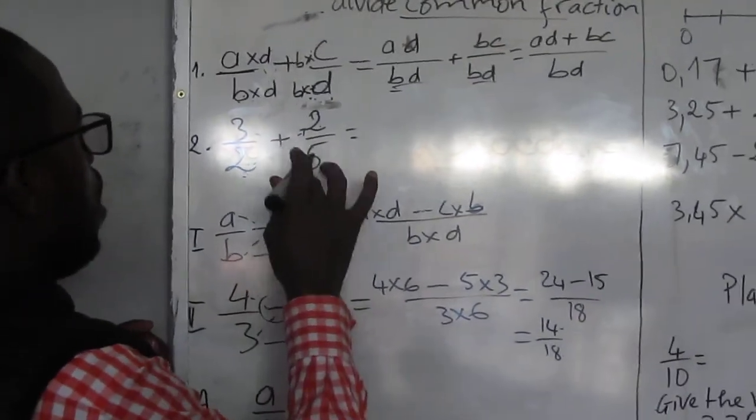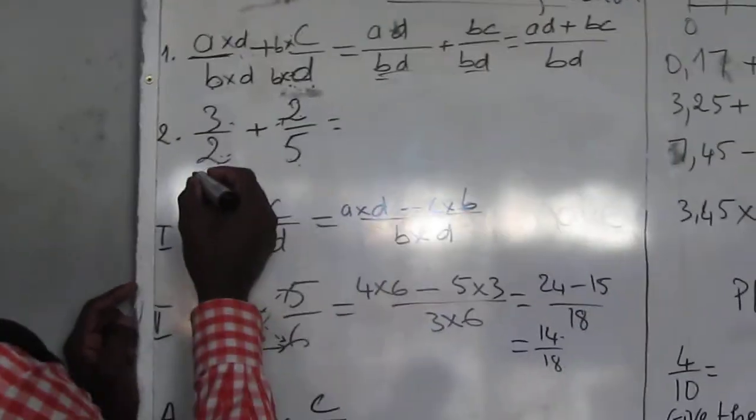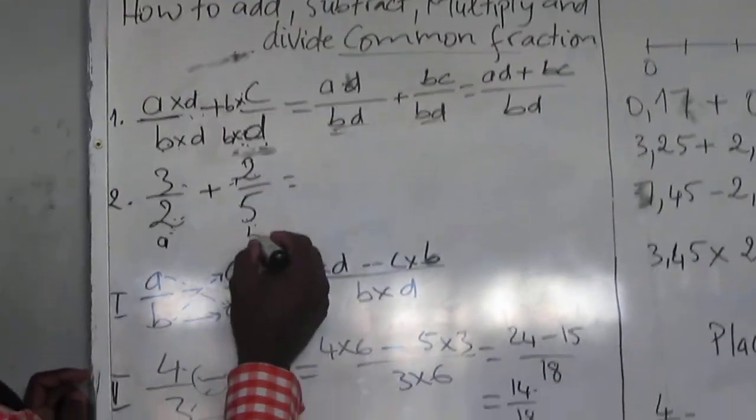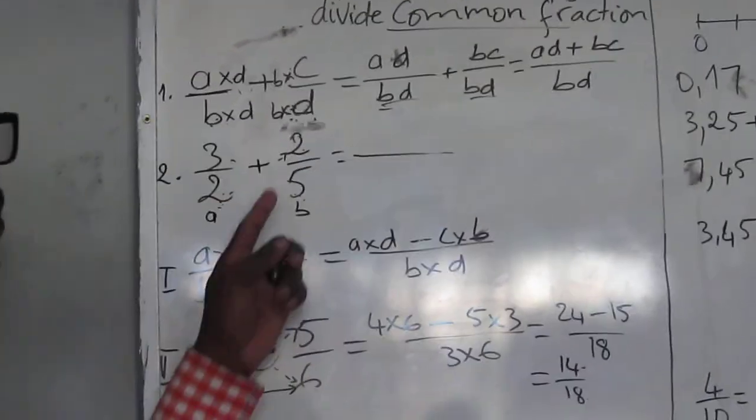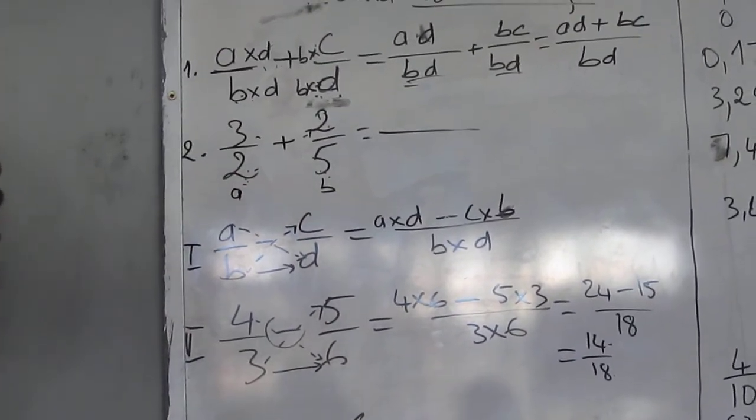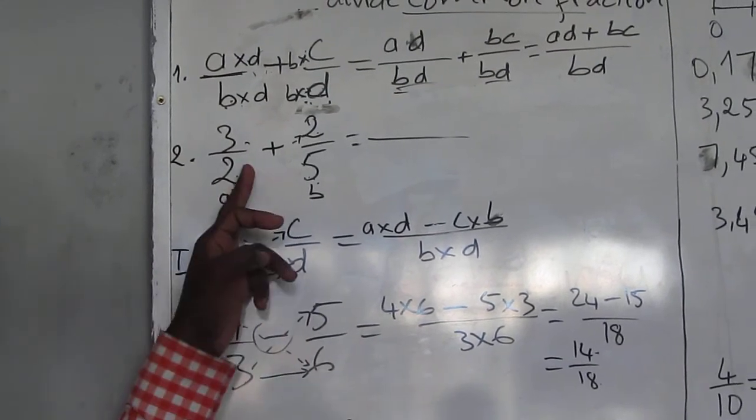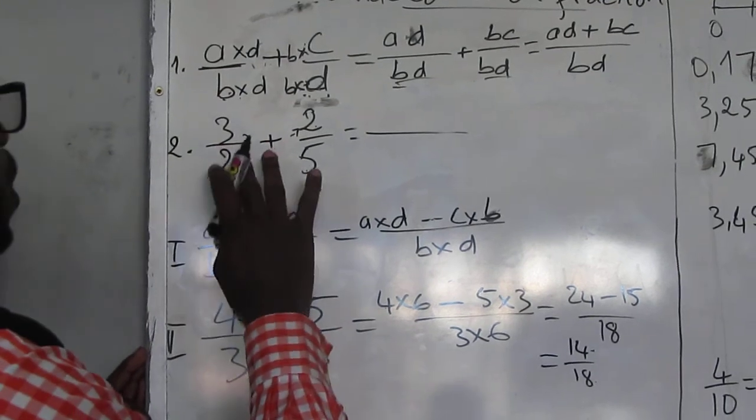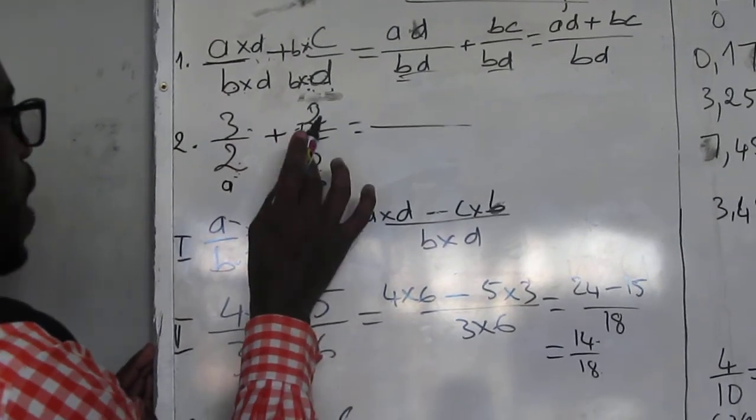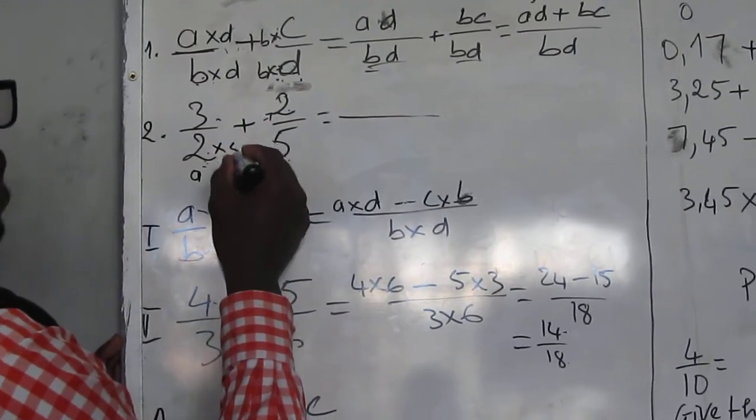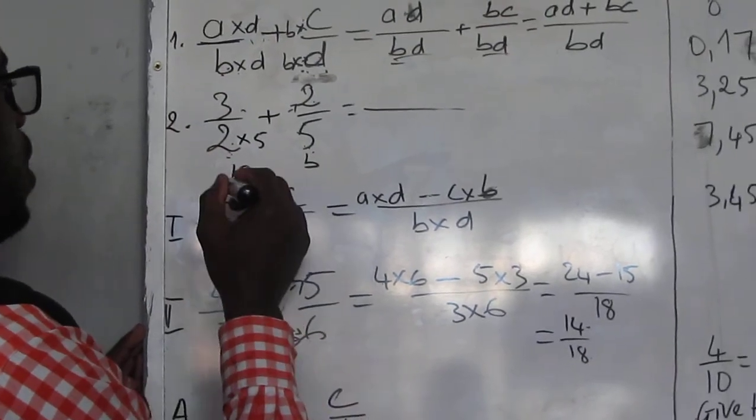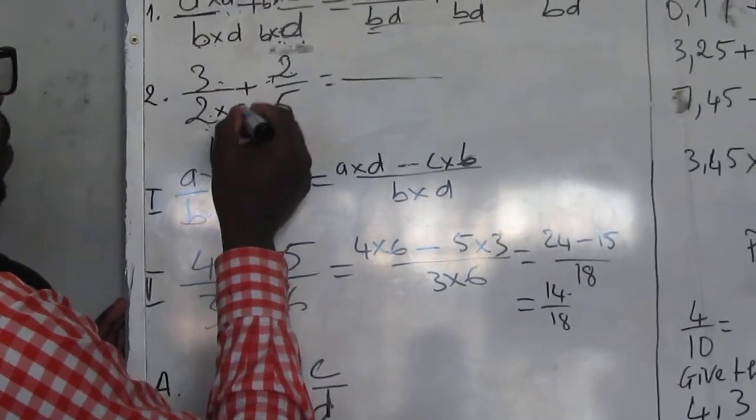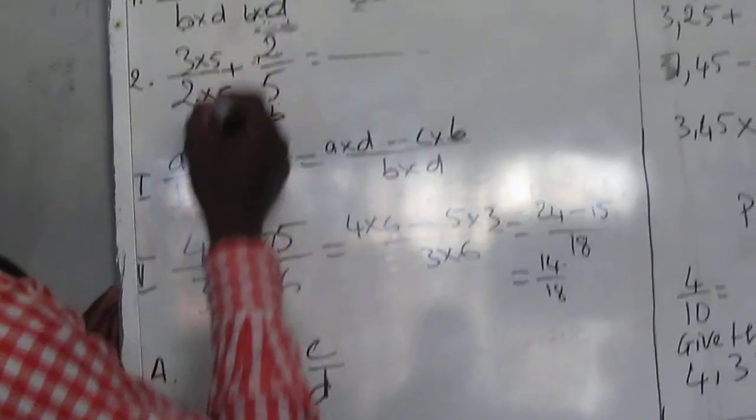So here we have a different denominator. It's like we have A and B. So we will do the same thing. We must make this one the same number. Which number can we go to? So this one is a multiple of 2, this one is a multiple of 5. So if we multiply this one by 2 and this one by 5, we will get 10 here. So if we multiply our denominator by 5, we must multiply our numerator by 5 as well.